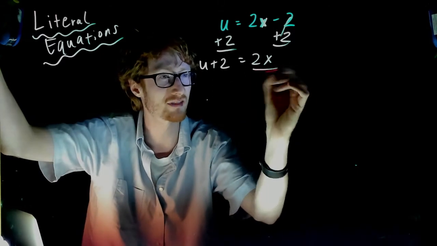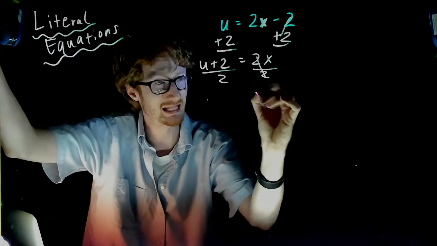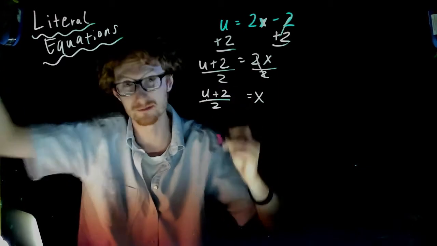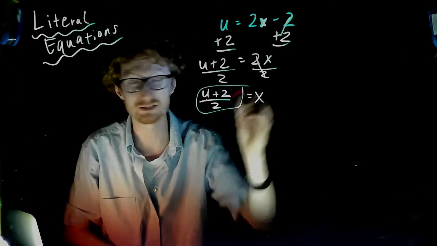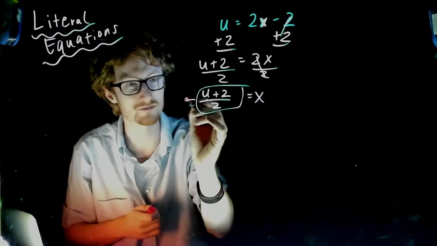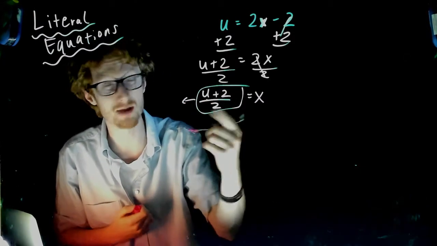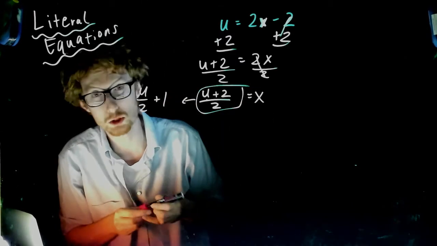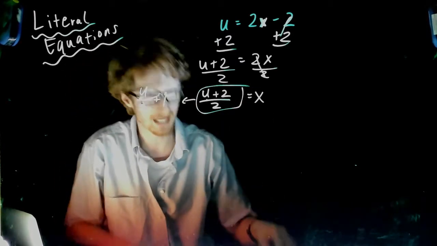How do you get rid of the 2 in front of the x? You divide. And literally, that's your answer. That's why literal equations are called literal, I guess. Because literally, that's your answer. You could also theoretically simplify this down. If you divided both of them by 2, you could say u over 2 plus 2 divided by 2 is 1. Sure, but that's about as simple as they get, right?